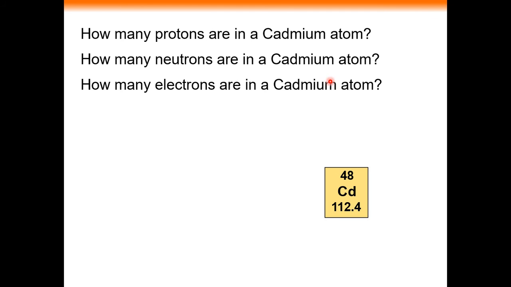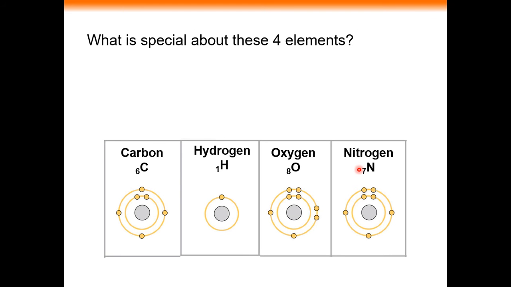So how many electrons are in a cadmium atom? Like the one that's listed on the periodic table. 48, because it says 48 protons, it's neutral, so there should be 48 electrons.